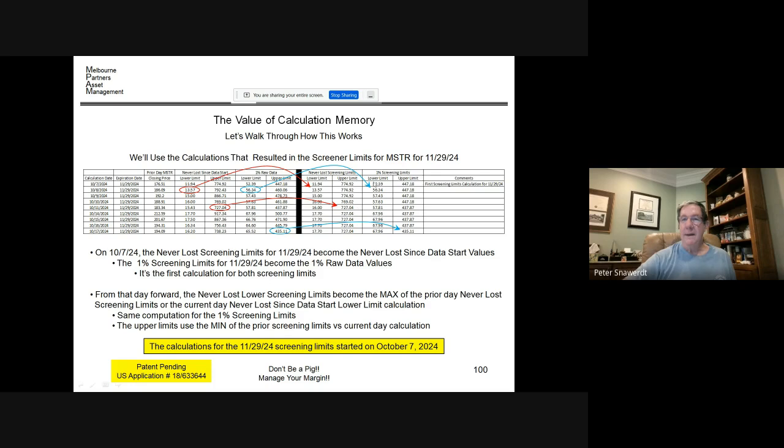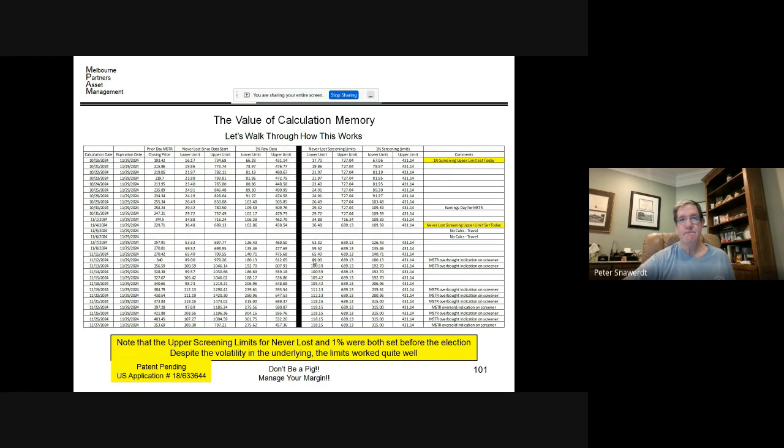So remember, each of these calculations was a 1% at one point in time. At the point in time they were taken, they were 1%, and these were never lost. This is just more of showing all of that again. If you want to look through this to understand it more, this presentation is available on the Discord.